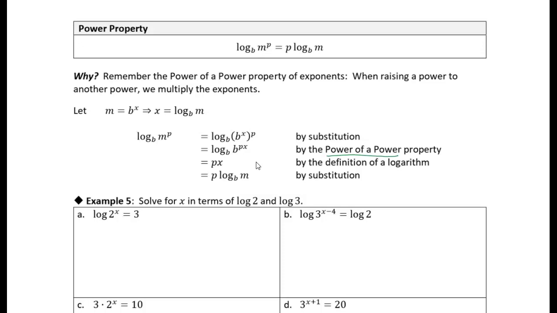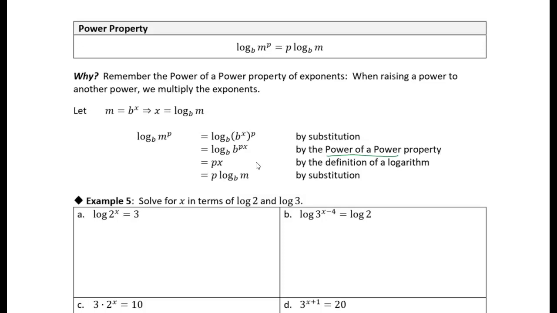All right, so you know that the power of a power property says that when you're raising a power to another power, we multiply the exponents. Now just remember that the log is the exponent. So here, if we think of m as being a power of b, which you can always do with any number, then essentially we've got a power raised to a power, right? And the log is the exponent. That's always the important thing. The log is the exponent.